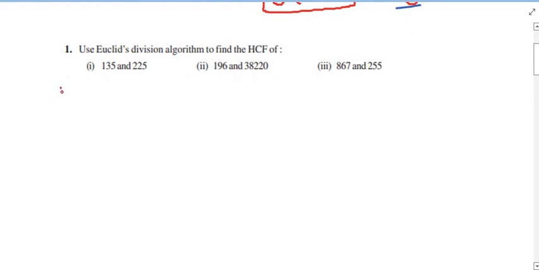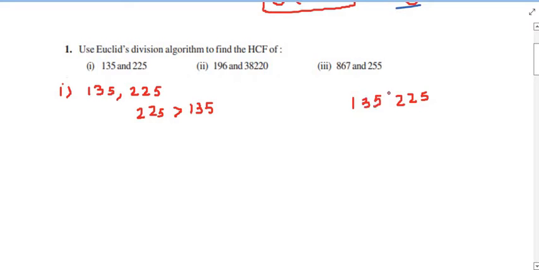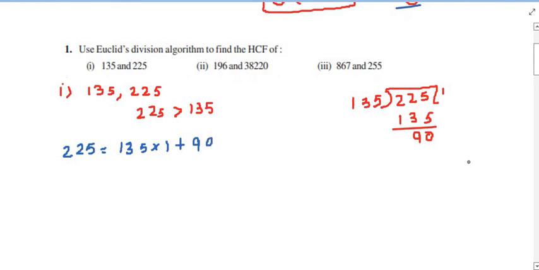Question number 1, first part. In this we have to find the HCF of 135 and 225 using Euclid's division lemma. If you observe here, 225 is a bigger number than 135, so we will divide 225 by 135. 1 times 135 is 135, subtract, and the remainder is 90. So we can represent the same thing using Euclid's division lemma: 225 is equal to 135 times 1 plus 90.